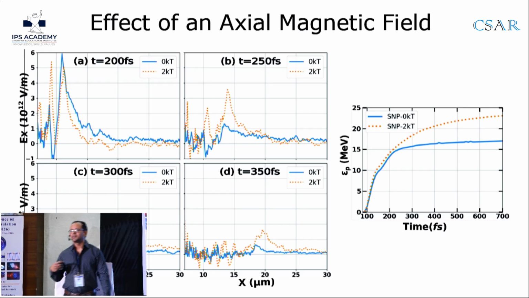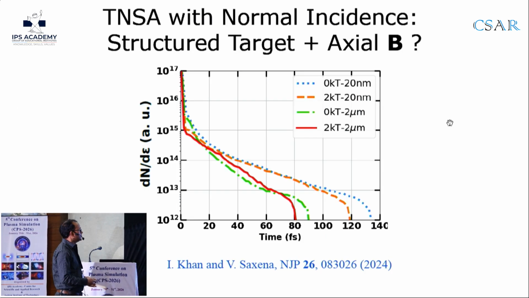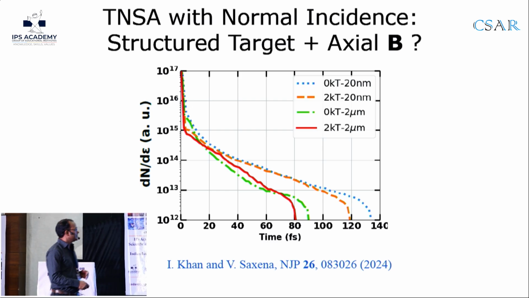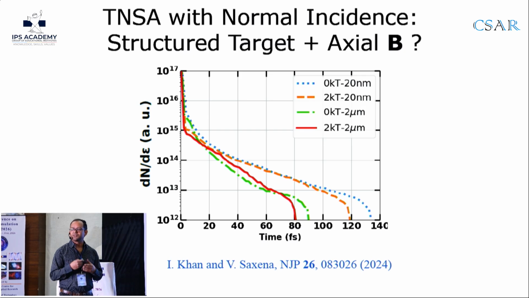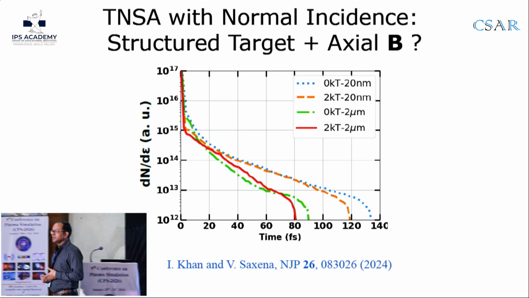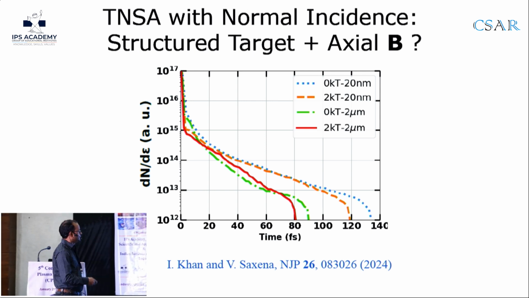So again, because we were interested in structured targets, we tried to implement this idea with the structured target. What we saw is that if you apply a magnetic field and you have a structured target, the results are not positive. Why? Because with the structured target, electrons were already very confined. So the magnetic field does not improve it, rather the cutoff energy goes down. So this work showed that until now the best strategy is a normal incidence of the laser pulse without the magnetic field and a target with a rectangular groove.